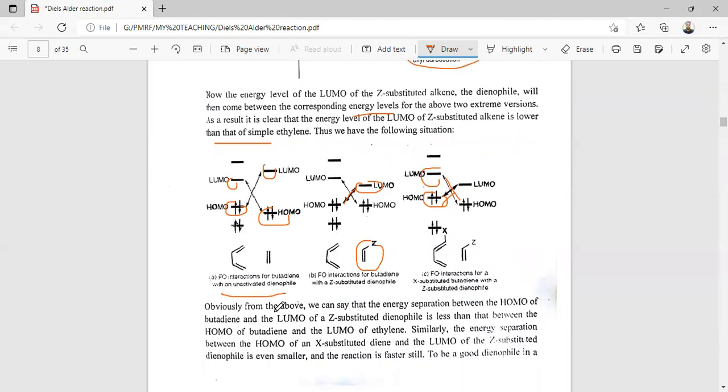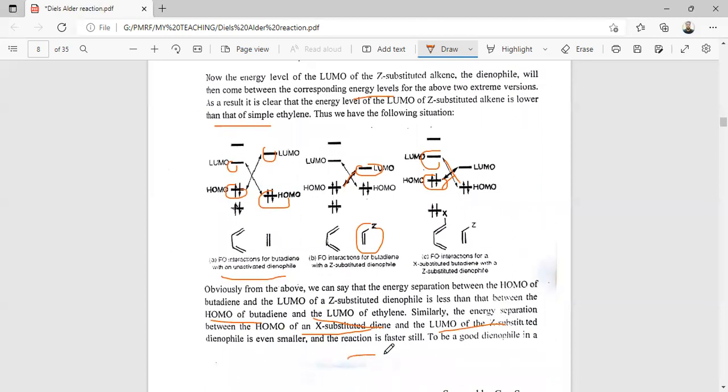So obviously from the above we can say that the energy separation between the HOMO of butadiene and the LUMO of the Z substituted dienophile is less than that between the HOMO of butadiene and the LUMO of ethylene. Similarly, the energy separation between the HOMO of an X substituted diene and the LUMO of the Z substituted dienophile is even smaller. The reaction is faster still. So this is the reason why the substitution will favor the reaction.